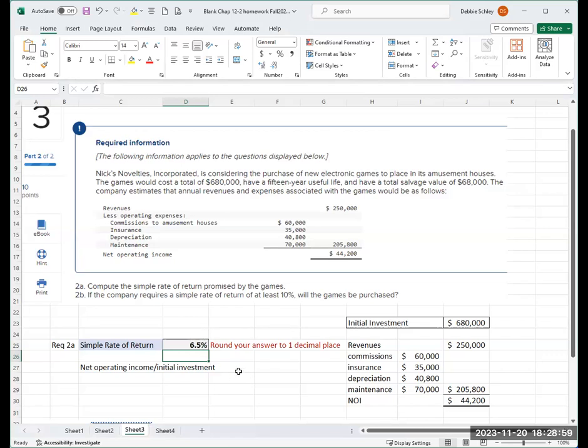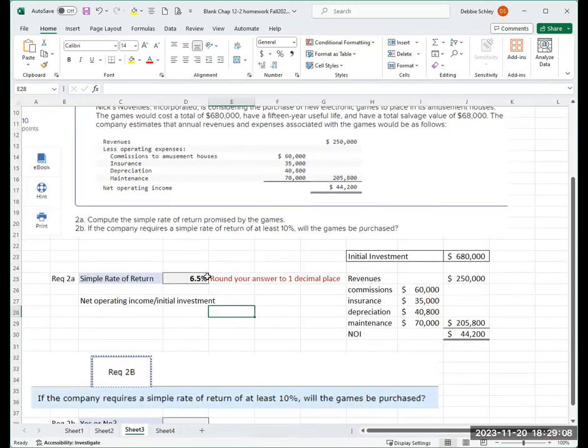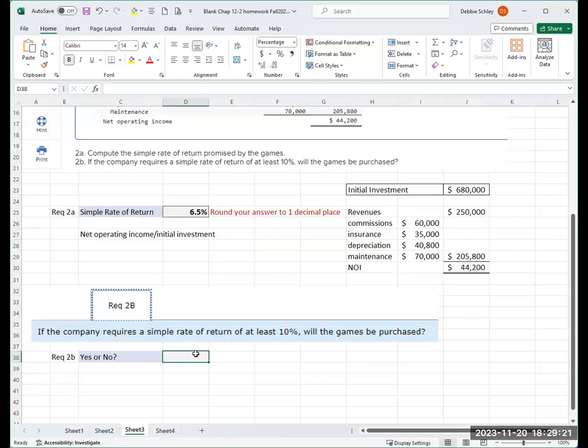So 6.5%. Okay. If the company requires a simple rate of return of at least 10%, will the games be purchased? Again, I just figured out it's 6.5%. That is less than 10%. We're talking about a rate of return, so we want it to be bigger because it's money we're making. And so the answer is no. And the clue there is of at least. So it has to be 10% or more for us to do it.